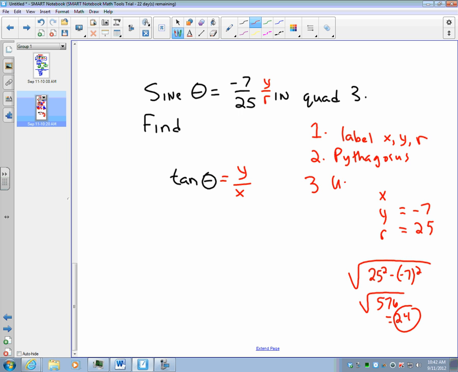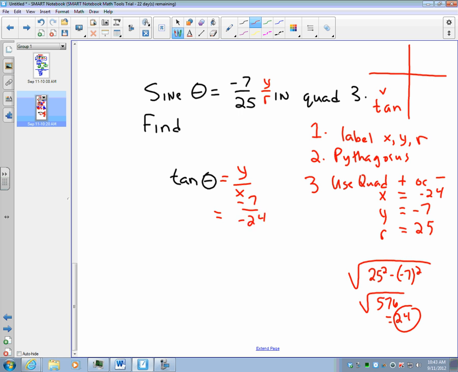So now I need to use the quadrant to decide whether it's positive or negative. And like I said, there's two ways that you can do this. You can think of quadrant 3 down here, right? You can think of tan. One way is that if I'm in quadrant 3 and I'm solving for x, what's the x going to be? In quadrant 3, what's the x going to be? Negative. So I could put a negative 24 there. And then my answer would be negative 7 over negative 24.